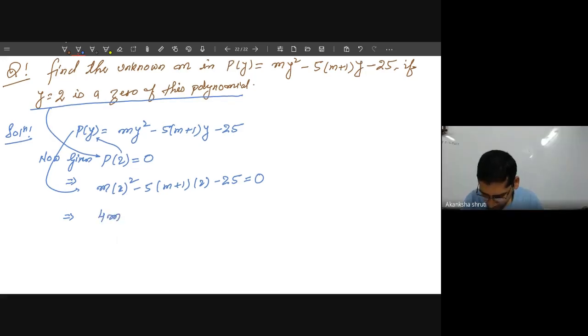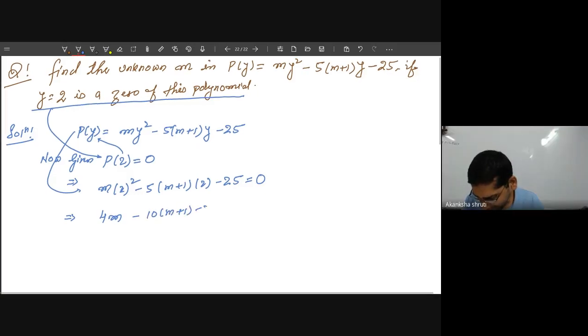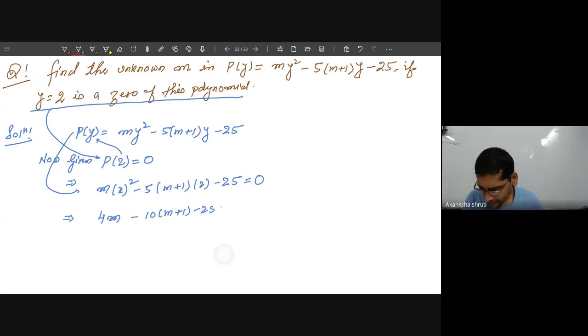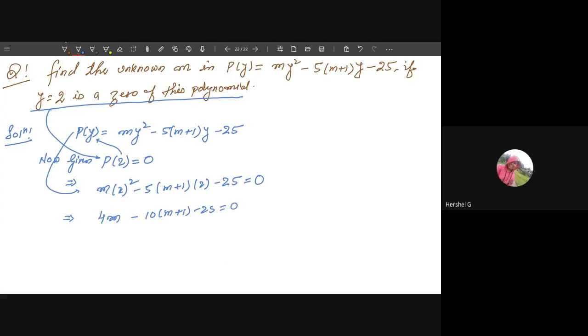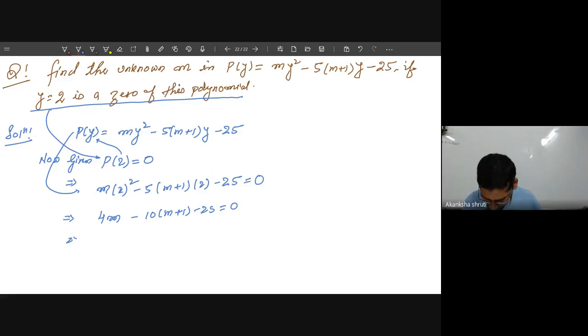Now, minus 5 into 2 is minus 10, so minus 10m plus 1, minus 25. Students, you have to calculate m only. So all the m terms you have to keep on one side. So it is 4m minus 10m.